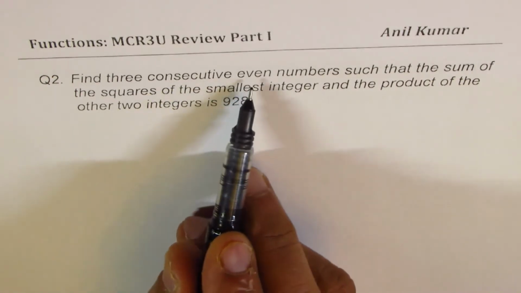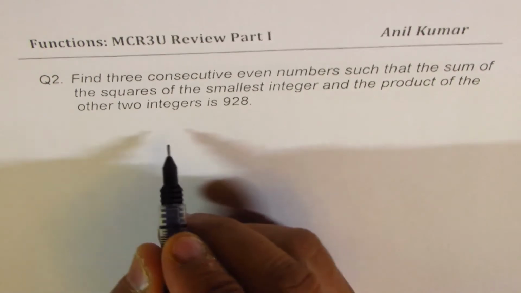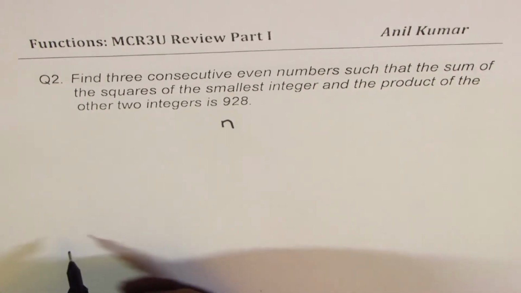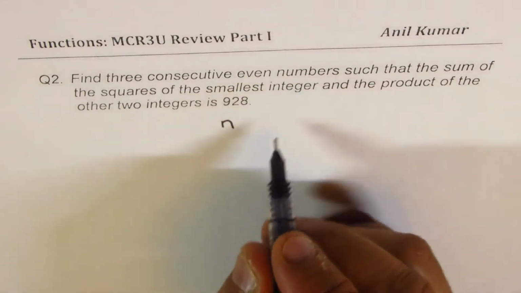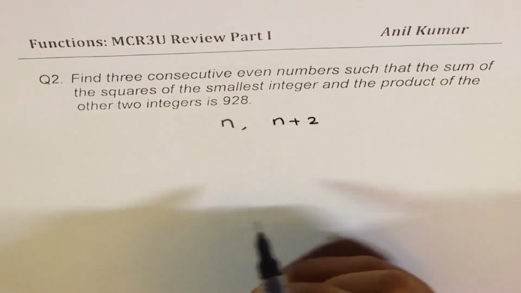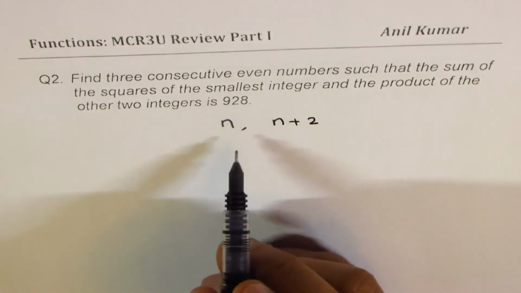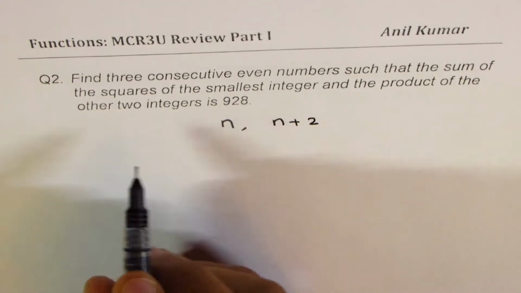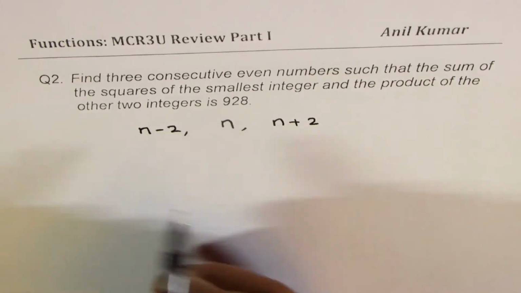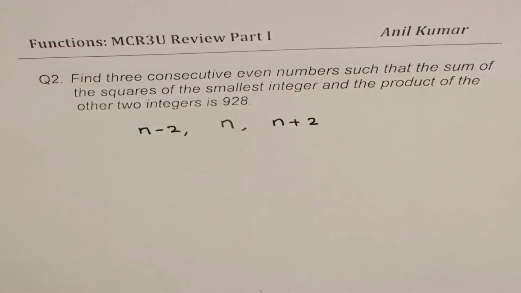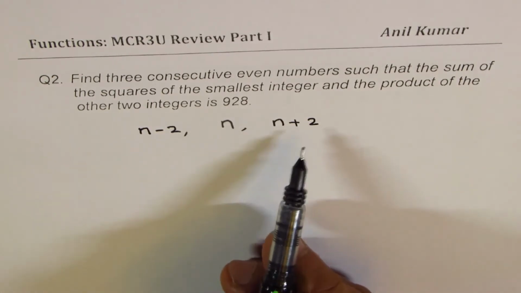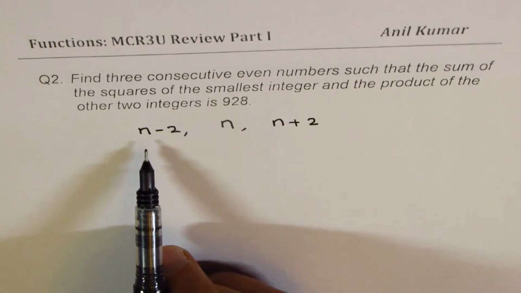So consecutive even integers. If I take n as one of my numbers, then the even numbers will be n plus 2, n plus 4 and so on. But it's a good idea to take n as the middle one, and n minus 2 and n plus 2 as the other 2 integers. So when working with 3 integers, I'll prefer to define them like this.